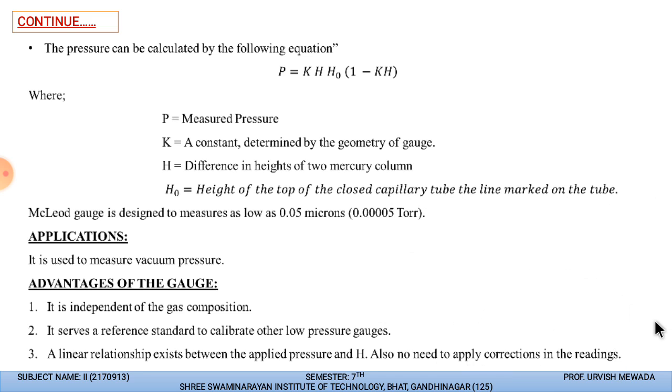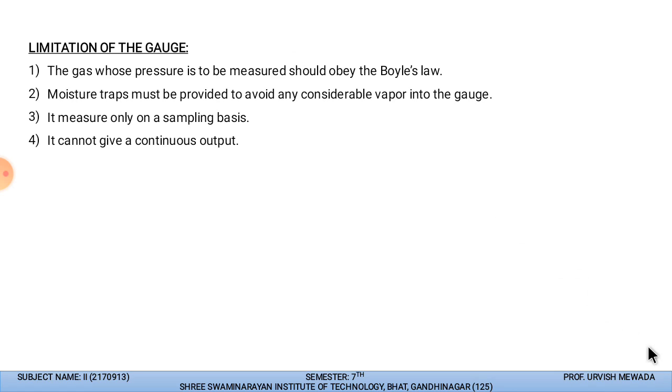That's why this gauge is very useful to measure low pressure, and there are certain limitations of this gauge. The first limitation is that the gas whose pressure is to be measured should obey Boyle's law, which we already discussed at the start of the theory. This gauge follows Boyle's law, and if the gas does not follow Boyle's law, we cannot measure the unknown pressure of that gas with the help of this McLeod gauge.